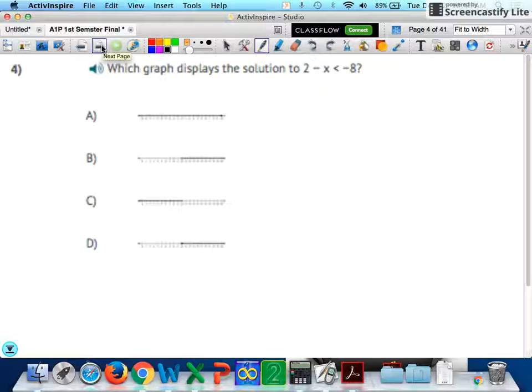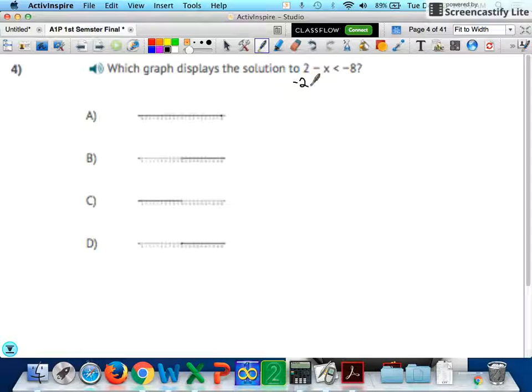Number 4, which graph displays the solution to 2 minus x is less than or equal to -8? On this question, you can actually hover over these lines and see them more clearly, because they're a bit hard to show on this review. But before I can even start worrying about that, I've got to get x by itself. Most people like to leave x where it is. If you actually add x to both sides, it makes this problem quicker and easier. But let's go ahead and leave it on the left side because it makes it easier to read.